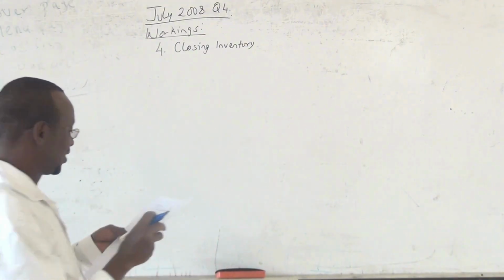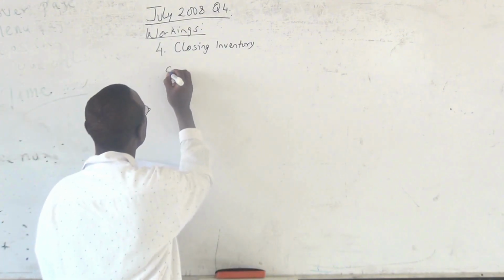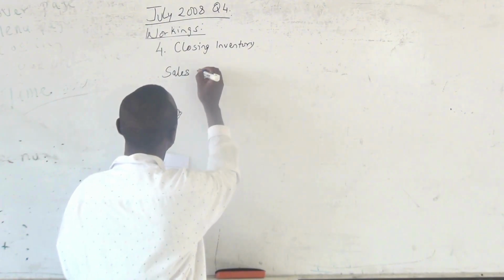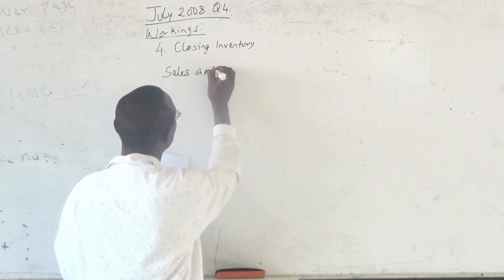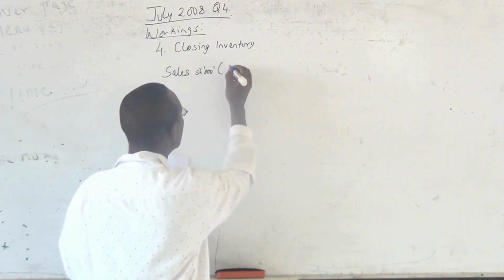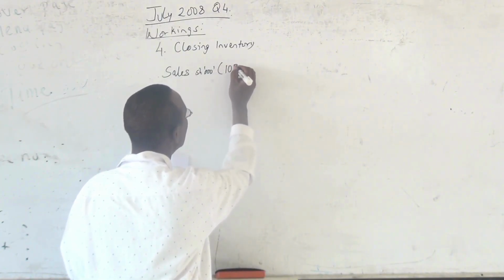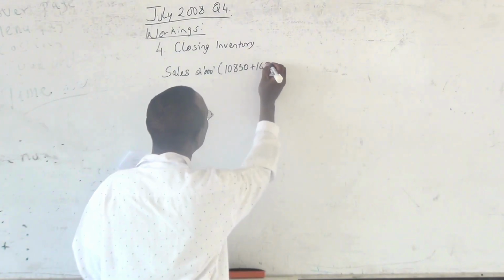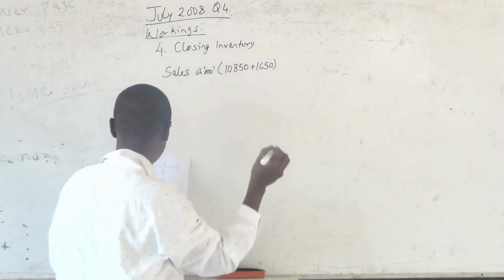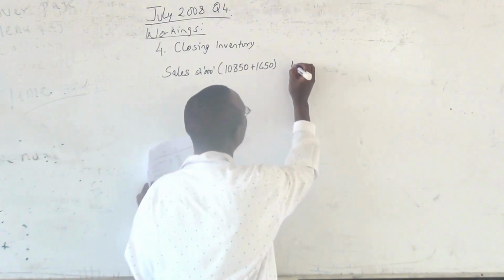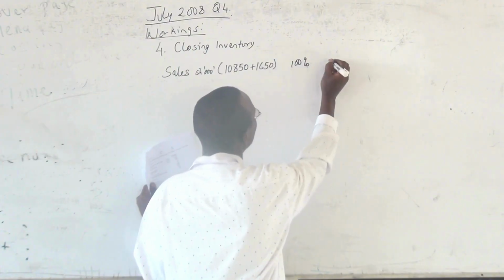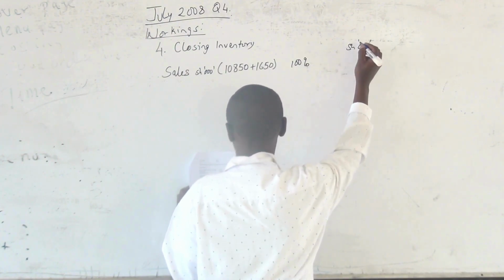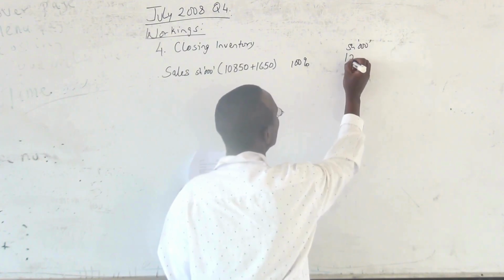You get it like this. We have sales. Our sales, it is in shillings. Okay? So our sales, there is 10,850. Can you know where you get this figure? Yes. Plus 1650. That is our sales, which is 100%. You add those two figures, you get 12,500.